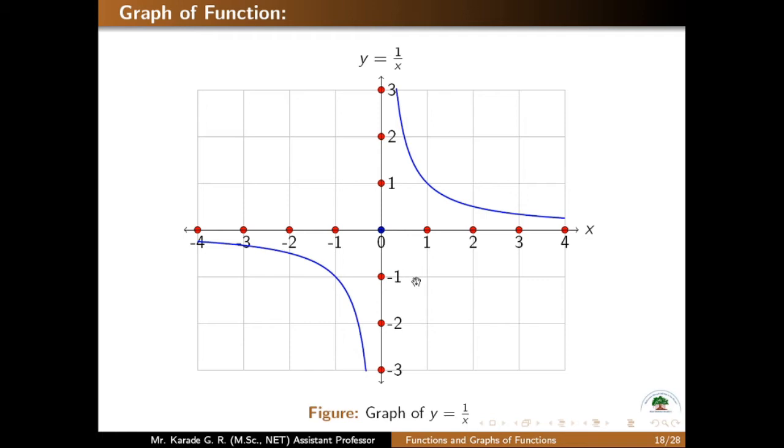Okay, so in other words we can say that the limiting position of the function 1 upon x is infinity as x approaches 0, or as x tends to 0. Similarly, we can say here that as x becomes smaller and smaller, as x tends to minus infinity, the values of the function approach 0. So the limit of 1 upon x is 0 as x tends to minus infinity.